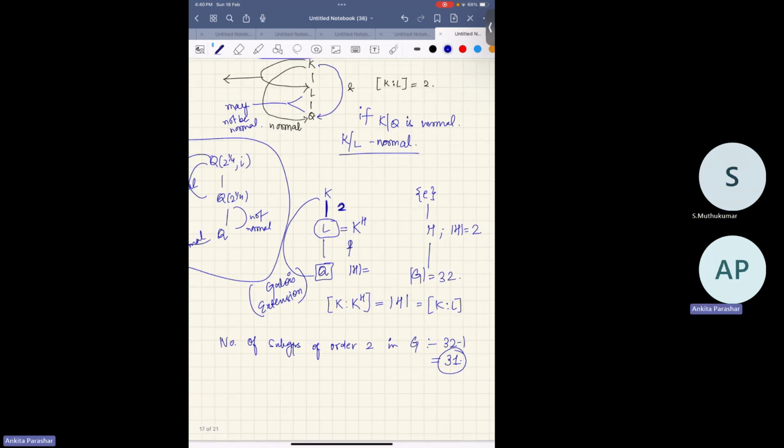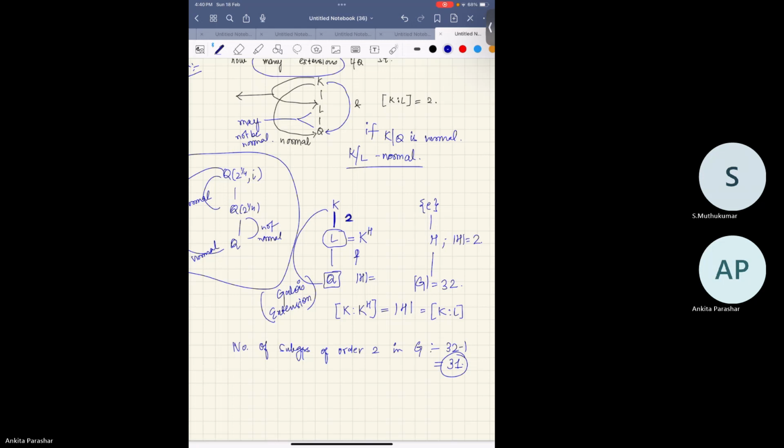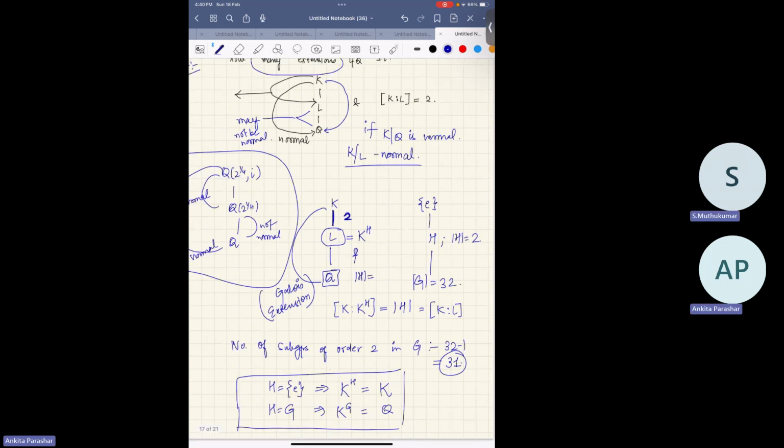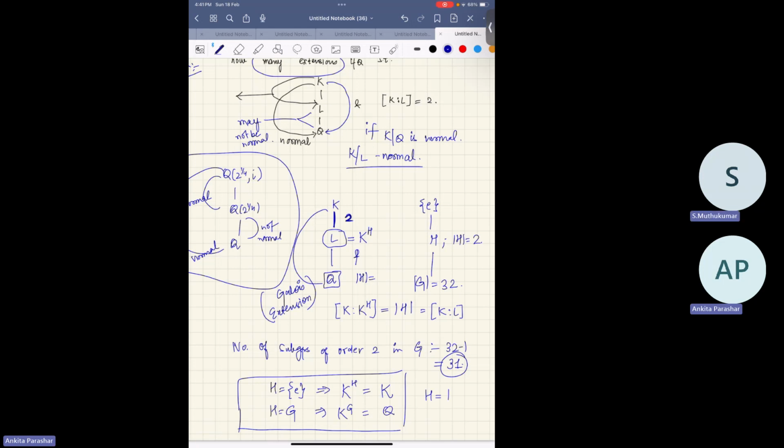Okay. Exactly. So if I have H as the trivial group, then the fixed field is nothing but your K. If your H is G, then it is nothing but your Q, right? This we know. And therefore, if H is any Hi, where Hi is of order 2, it will correspond to some Li such that the index of Li over K is 2. This is okay, right? Yes.